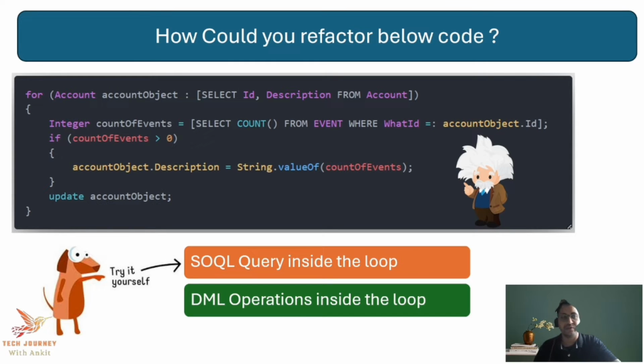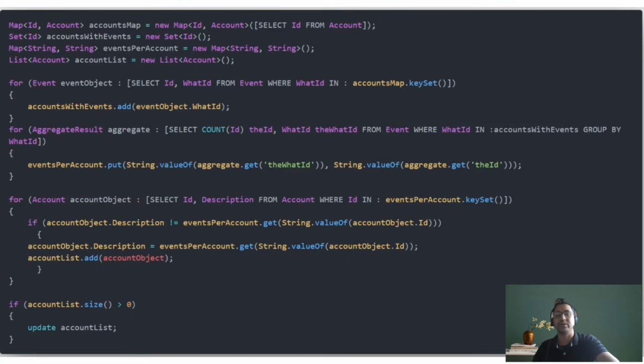To correct this code, the first thing we have to do is make sure that we are not using SOQL inside the loops. The second is that we are not using DML statements inside the loop. Again, take a pause and try to solve it by yourself. In case you are struggling, you can fast forward and check out the solution as well. So this is how the solution will look. Here you can see what I am doing. Let's try to read from here.